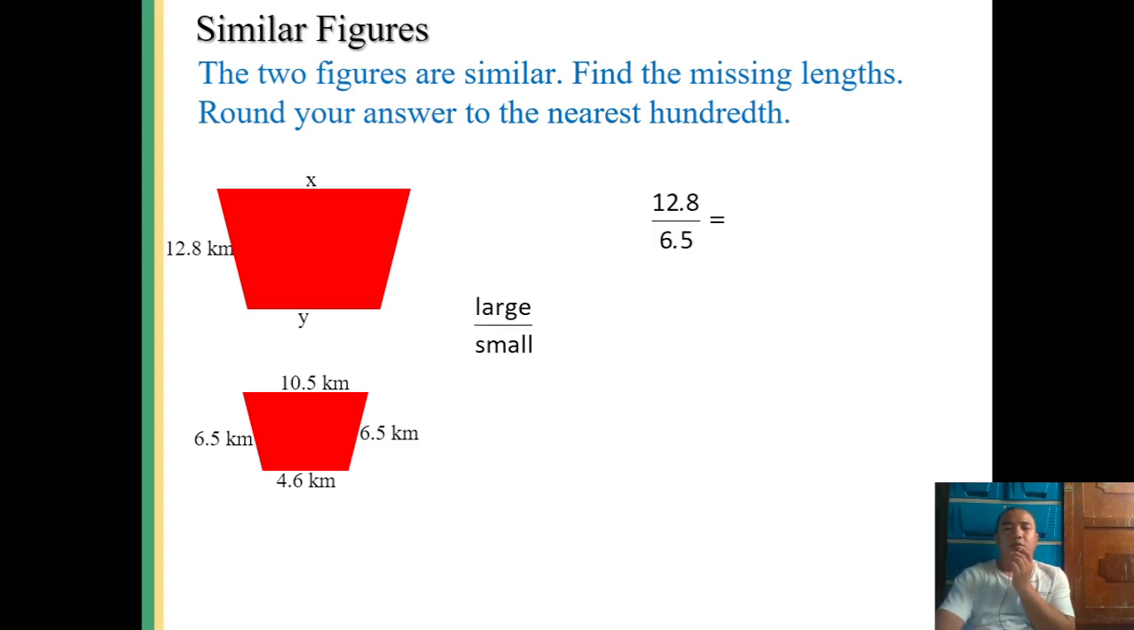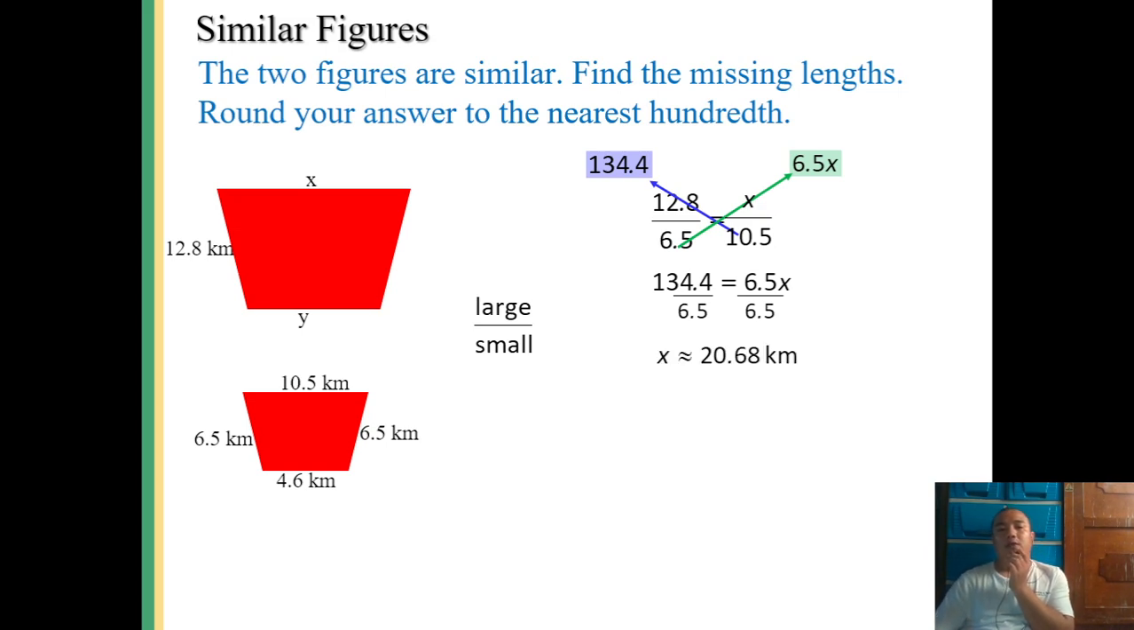That's easy. Since they are similar, you can form a proportion to solve for x and y. So large over small, that means 12.8 over 6.5 is equal to x over 10.5. That will be our equation to solve for x. Cross multiply. 12.8 times 10.5 is 134.4. x times 6.5 is 6.5x. 6.5x equals 134.4. Divide both sides by 6.5. x is equal to 20.68 kilometers.